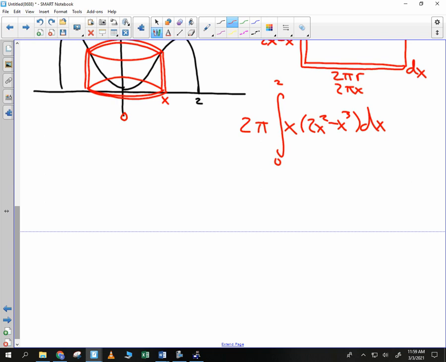What's so nice about the cylindrical shells is you don't have to square anything. But you notice with the washer, sometimes you square stuff, it's like, oh man, that kind of makes it messy. You don't have to square anything. It's super easy. You just go 2 pi integral 0 to 2 of 2x cubed minus x to the 4th dx. Antiderivative of 2x cubed: x to the 4th over 2.